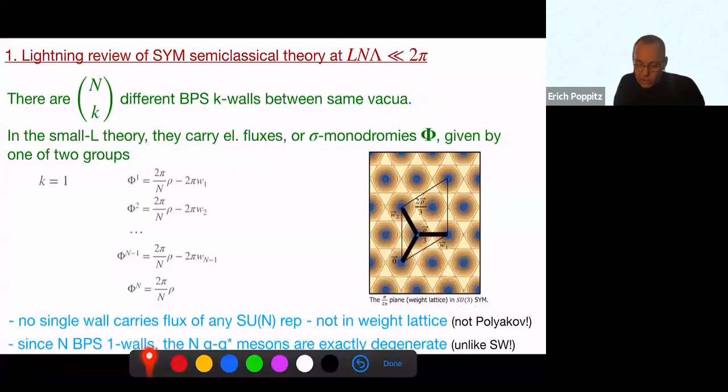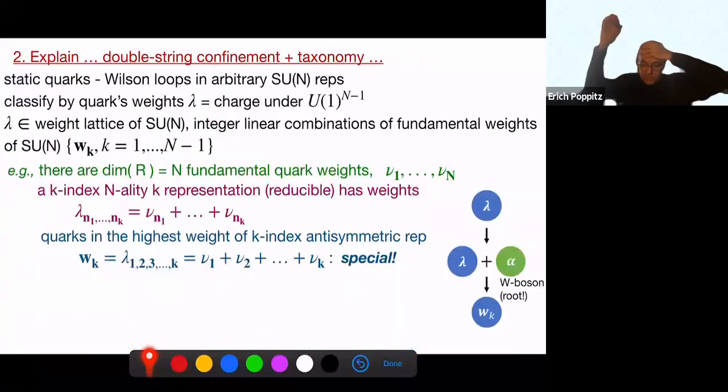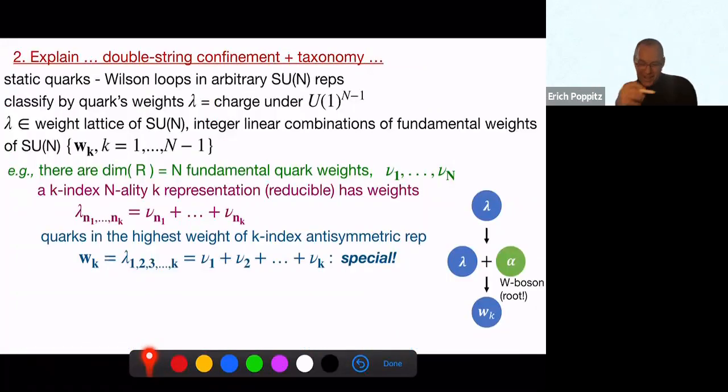Okay, so how do I construct? Oh, I have to tell you more. Now, static quarks in this theory are Wilson loops in arbitrary SU(N) representations. When you abelianize, you can classify the Wilson loops by the weights of the quarks. The weights are just the charges under U(1)^(N-1). So the weights take values in the weight lattice of SU(N).